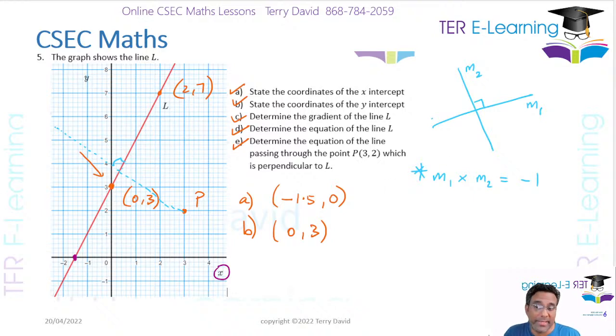So, here's what's happening here. You already know the gradient of L. The gradient of L is 2. The gradient of the second line, that blue dashed line, can anybody tell me what that gradient should be? If the gradient of L is 2, what should be the gradient of that dashed line passing through P?